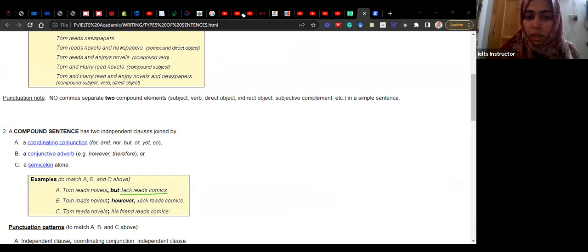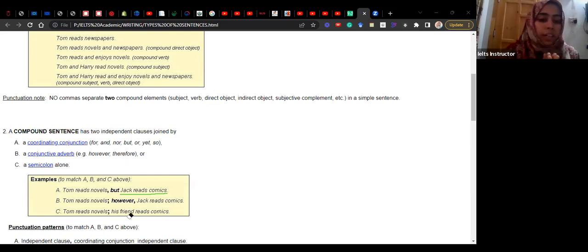So the combination of these two with the help of a coordinating conjunction makes a compound sentence. All right, the next example is Tom reads novels, however Jack reads comics. Now, as we discussed, both of these independent clauses are enough on their own, but if we want to join them together to form a compound sentence, we will definitely need a conjunctive adverb or coordinating conjunction. All right, the third one is Tom reads novels, semicolon, his friends read comics. So this is again two independent clauses joined by a semicolon.